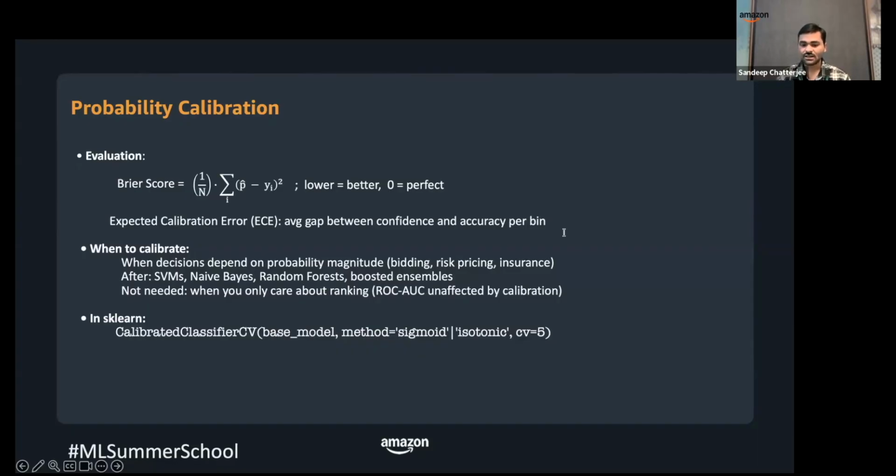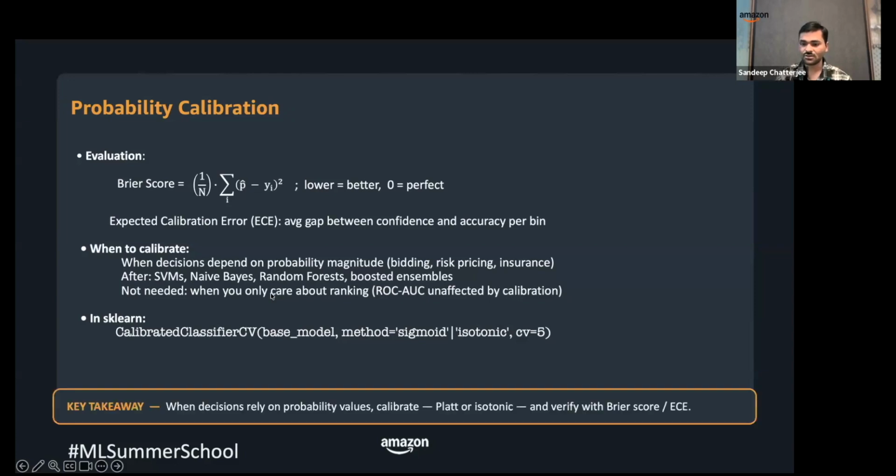In scikit-learn, it is very easy. If you are thinking to calibrate, you simply import CalibratedClassifierCV. You pass in your trained base model, tell it whether you want to use the sigmoid method for Platt scaling or isotonic for isotonic regression, and then you can set up your cross-validation folds, and it wraps your model. To close this topic, here is the rule of thumb. Whenever your business logic relies on absolute probability values rather than just a rank list, you must calibrate.